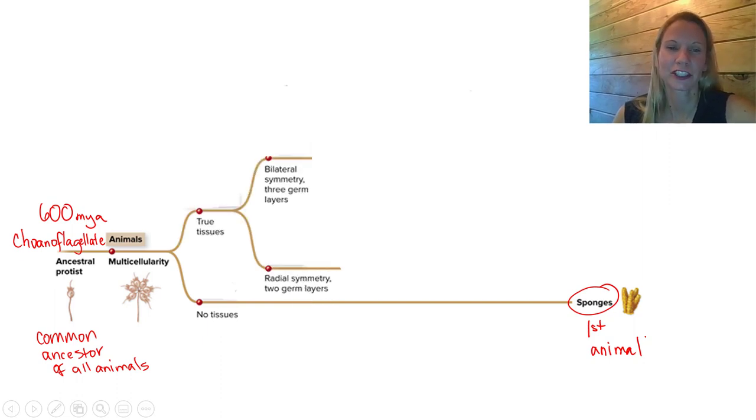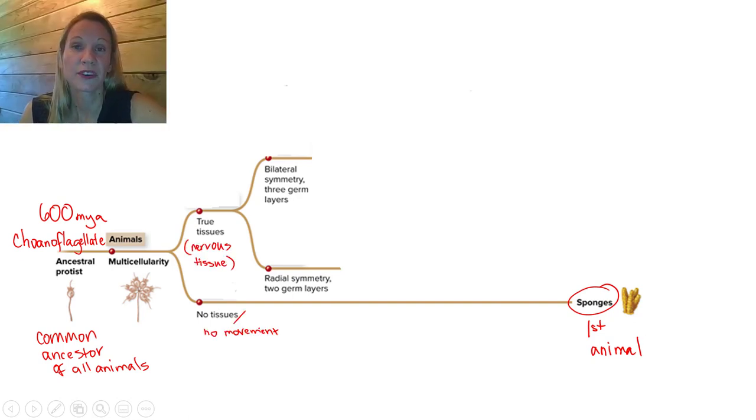Following the evolution of the sponges, we now have more complex animals with true tissues and also true movement. Sponges are anchored to a rock or sand surface, so they really have no true movement. However, these next animals do have true movement and true nervous tissue. So here we're now going to classify the next groups of animals by their symmetry.